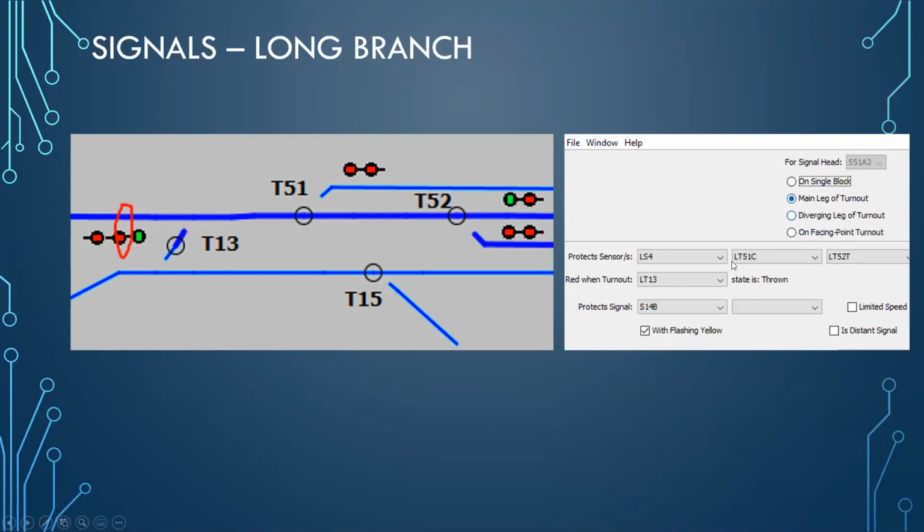But besides that, the signals are determined by 51, 52, and 13. So 13, 51, 52 will determine the position of the circled signal. So it's this one here. So we're going to say it's red if the sensor is occupied, if 51C is thrown the wrong way, if 52T is thrown the wrong way, or if the LT13 is thrown, this signal will be red.